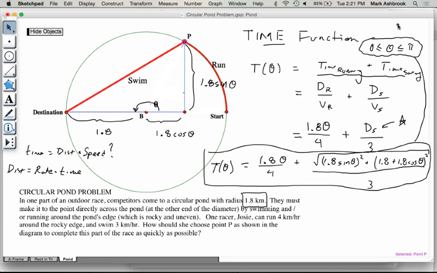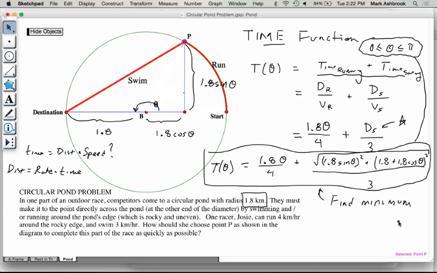The second half is now figuring out what theta is going to give me the fastest time. What theta is going to give me the fastest time? How much should she run around the circle to minimize her time? How do we do that? Just in general, how do we do that? So we want to find the minimum of this function within the applicable domain. How do we do it?